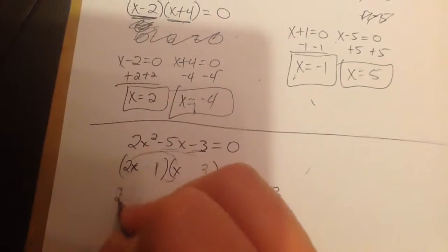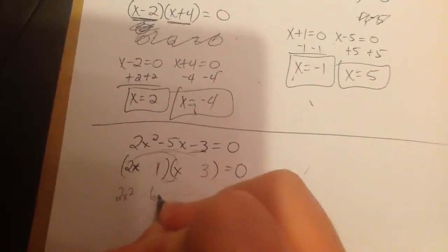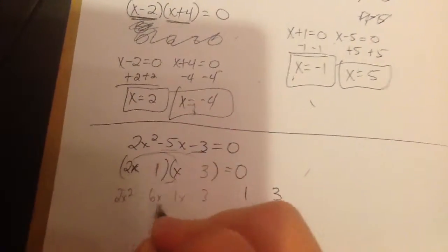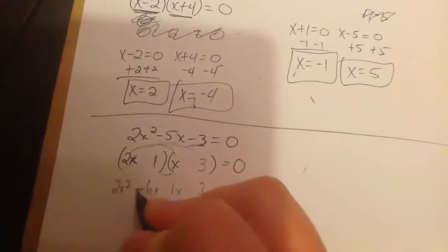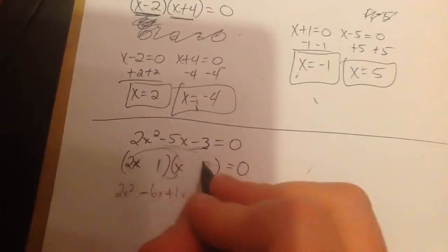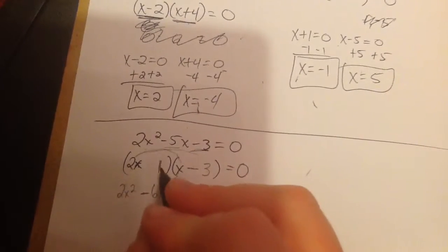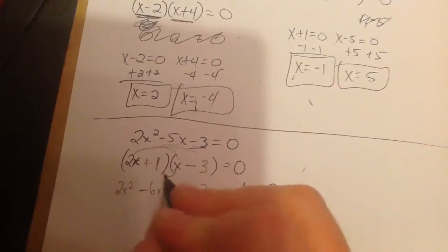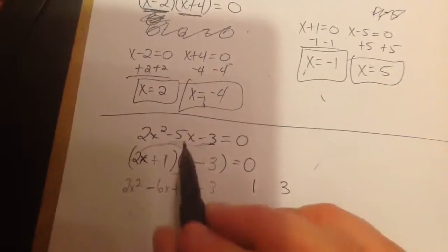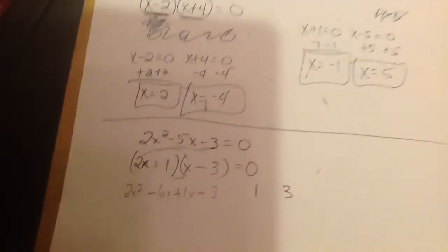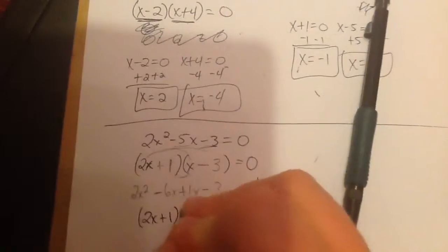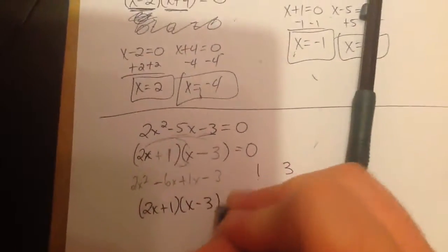So again, I'll have 2x squared, 6x, 1x, and 3. How do I make negative 5 out of a 6 and a 1? Well, don't I need negative 6 plus 1? So then 6 has to be negative, so 2 times negative 3 will give me negative 6, and positive 1 times x. And then 1 times negative 3, there, now it works. Negative 6 and 1 is negative 5, and I got my negative 3 that I wanted. So there's my factored form of that.